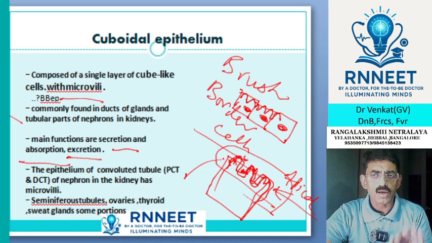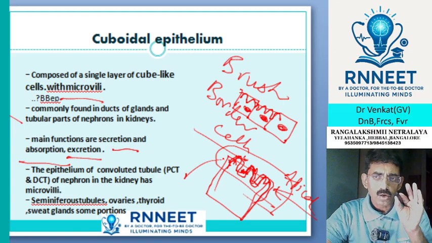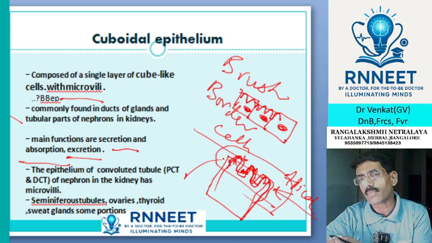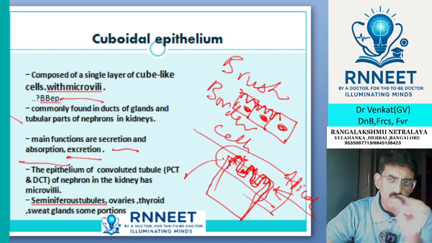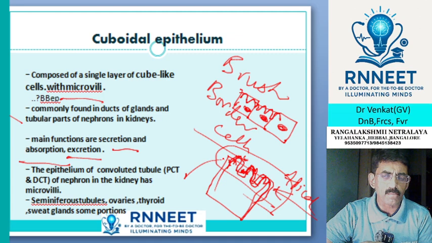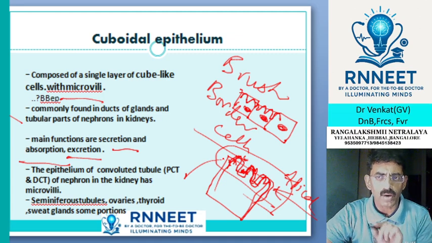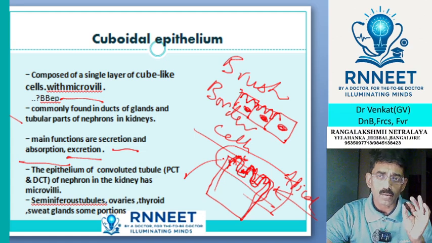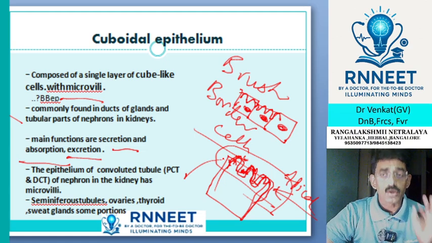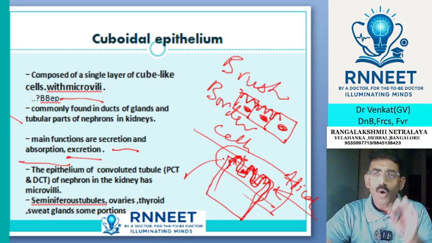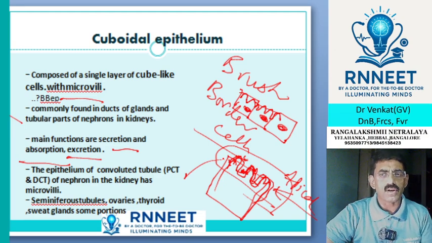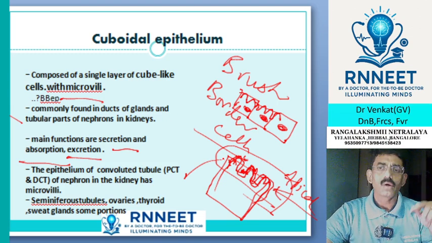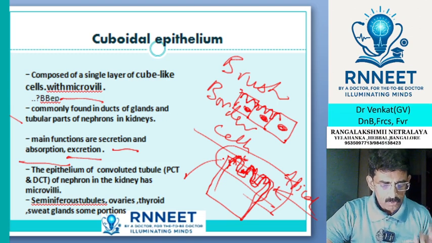Many people get this wrong: PCT is cuboidal, but is DCT cuboidal or columnar? If they give you a twist there and ask whether the DCT, the distal convoluted tubule, is columnar, sometimes we get caught out, we forget it and we put that, which may not be right. But you should remember that for absorption, be it the proximal convoluted tubules or the distal convoluted tubules, it needs to be the same cuboidal cells.